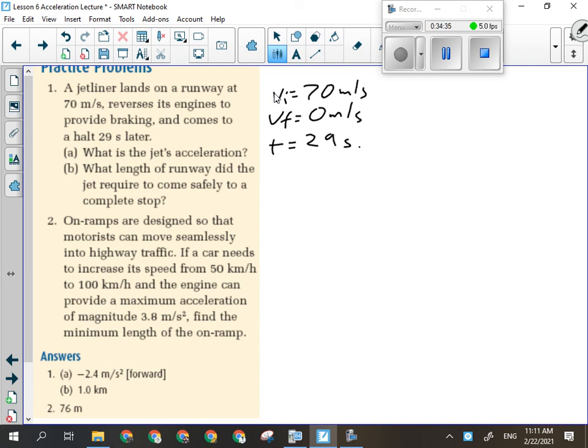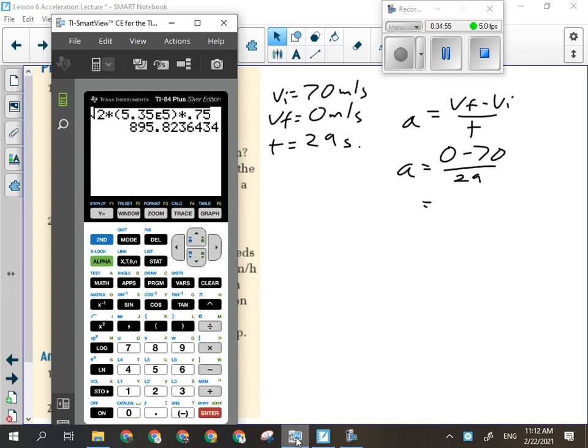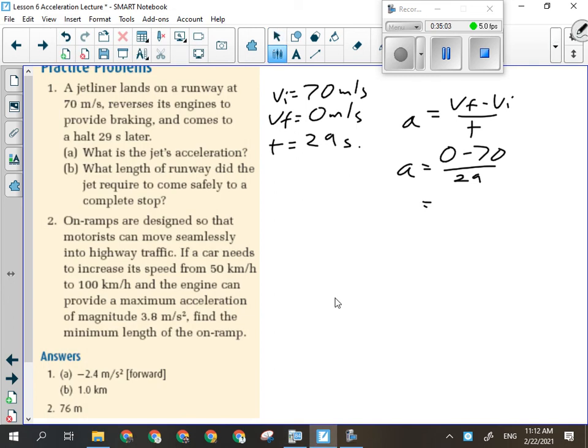Right, our good old Science 10 formula. A equals VF minus VI over T. That'll get us the acceleration for part A. So we'll have 0 minus 70 over 29. Negative 70 divided by 29 seconds gives us an acceleration of negative 2.4 meters per second squared. Okay, so now we've got that.